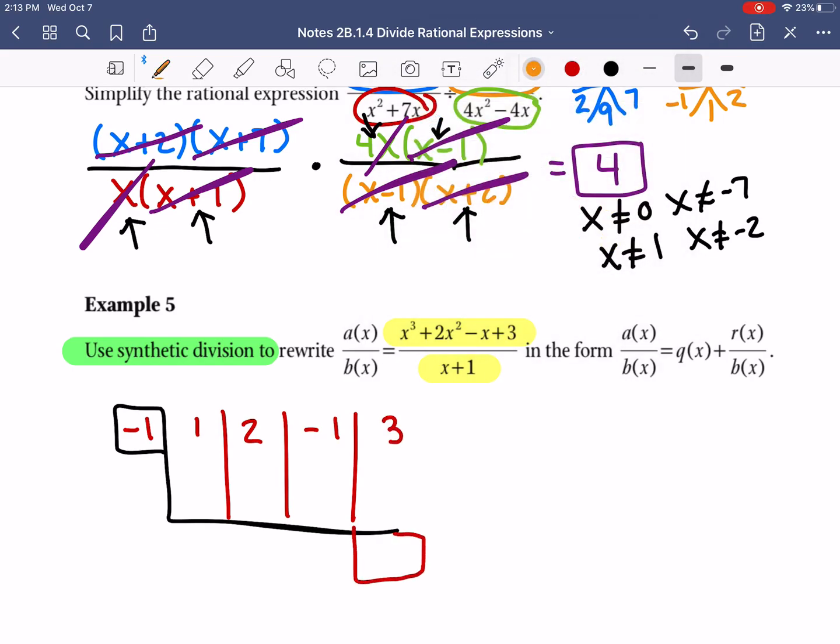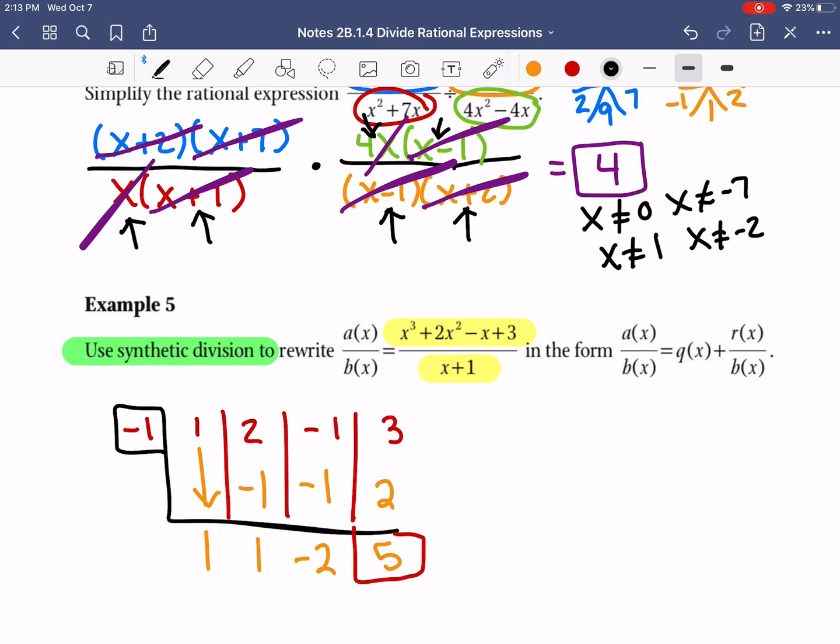And we're going to use our synthetic division. You move down the first number, you multiply by what's in the box. Negative 1 times 1 is negative 1. Add, you get 1. Multiply what's in the box, negative 1. Add coming down, we get negative 2. Multiply what's in the box, we get 2. Add coming down, we get 5.